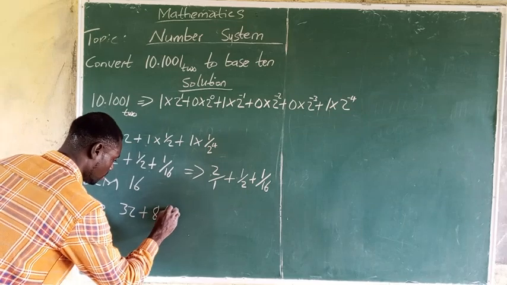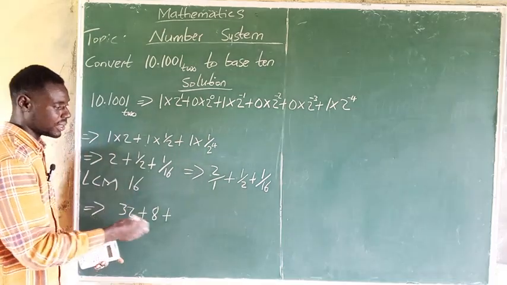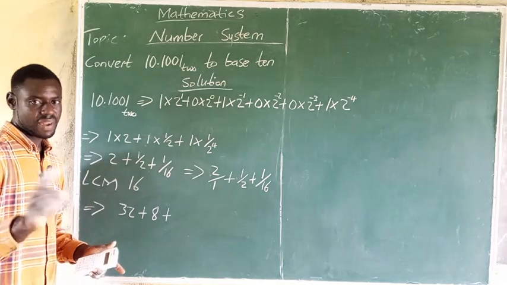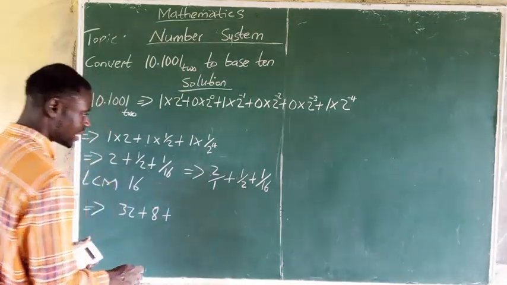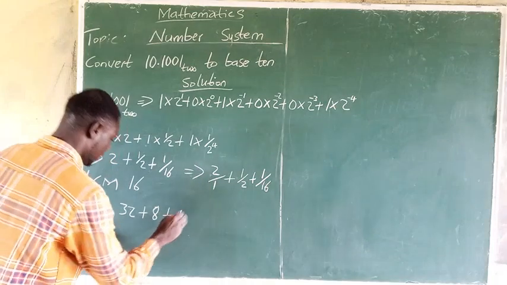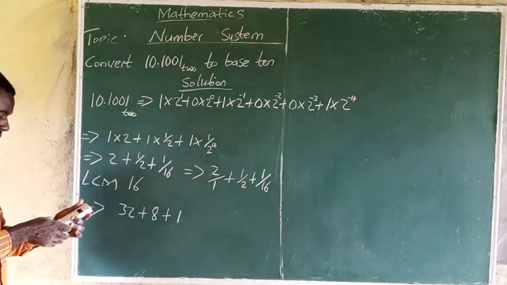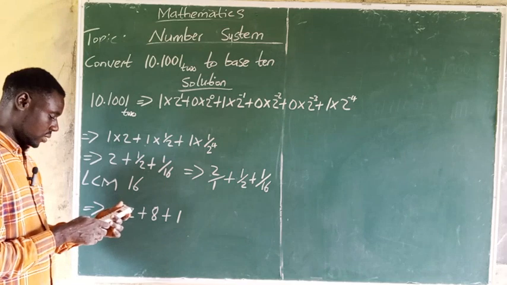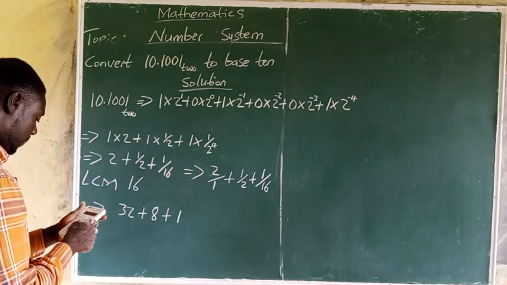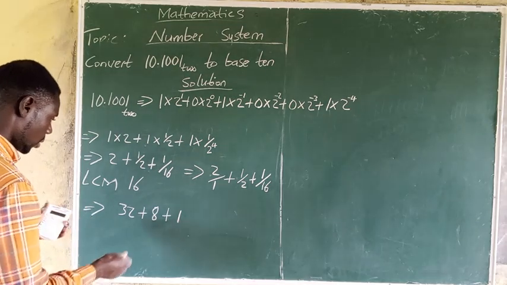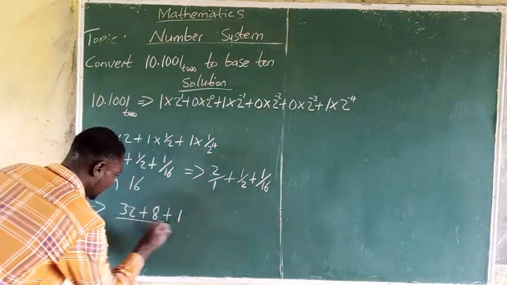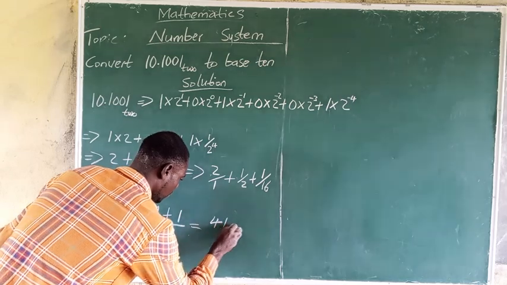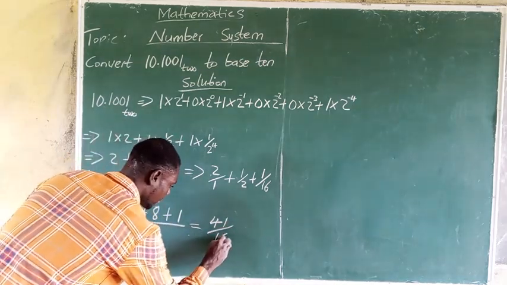Plus, remember the LCM is 16. 16 times 1 will give us 16. Divided by 16, we automatically give us 1. Okay? So 32 plus 8 plus 1 will give us 41, right? This all divided by the 16, which is equal to 41 over 16.